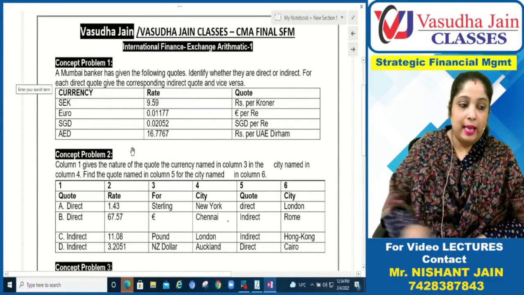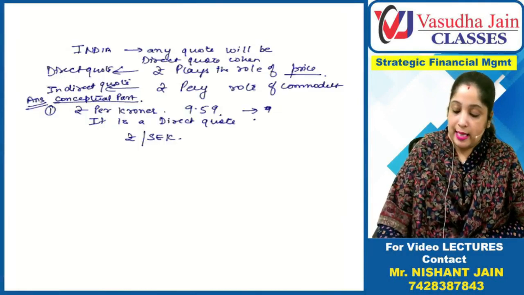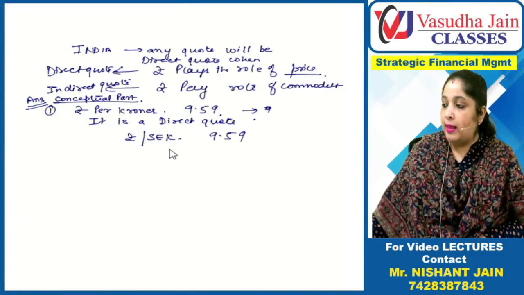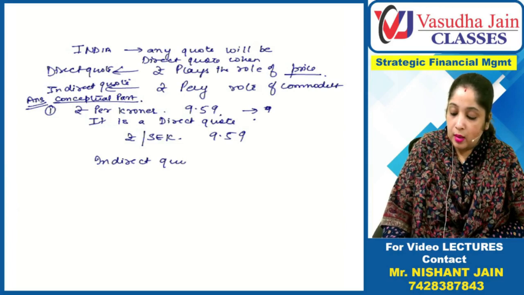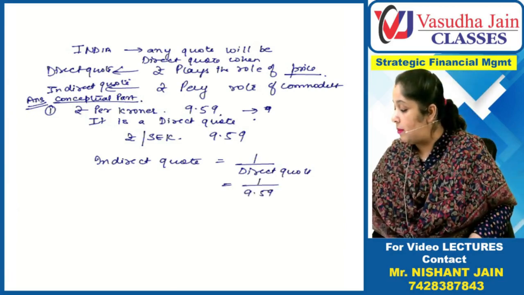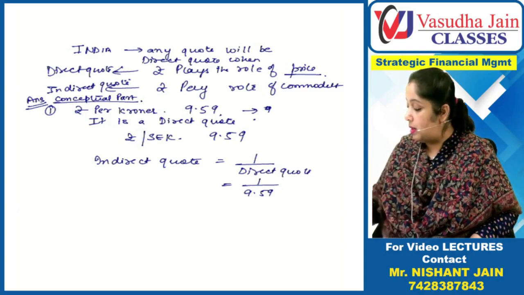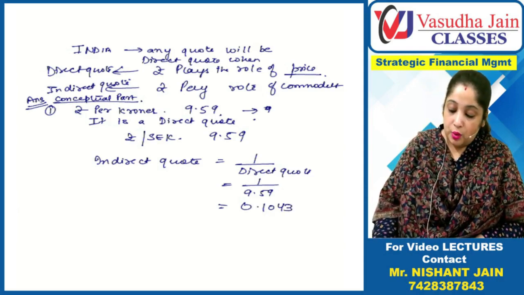So they have given you SEK 9.59. This is commodity and this is price. So the Indian currency is playing the role of price. It is a direct quote. Now if you want the indirect quote, how do you convert it into an indirect quote? Indirect quote is equal to 1 upon direct quote. So you do 1 upon 9.59. So 1 divided by 9.59 is coming out to be 0.1043 rounded off. So it is an indirect quote.